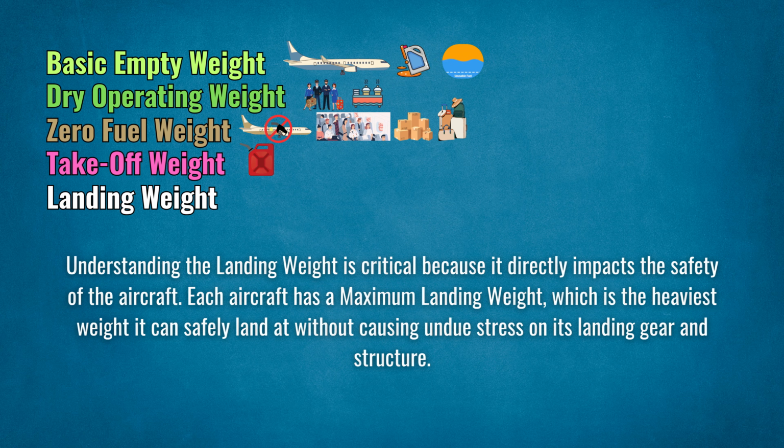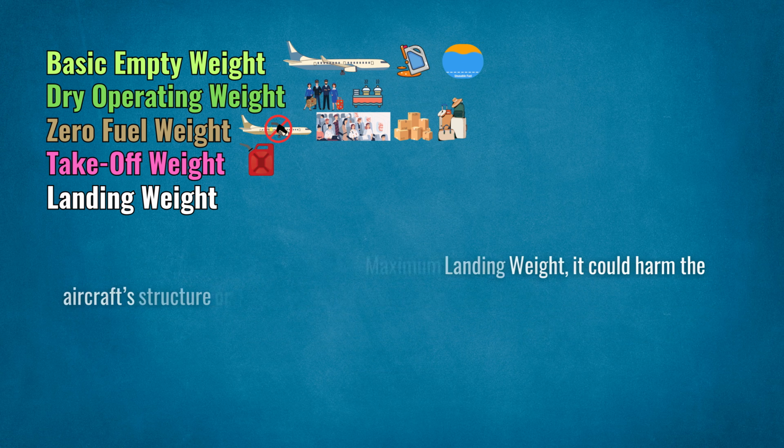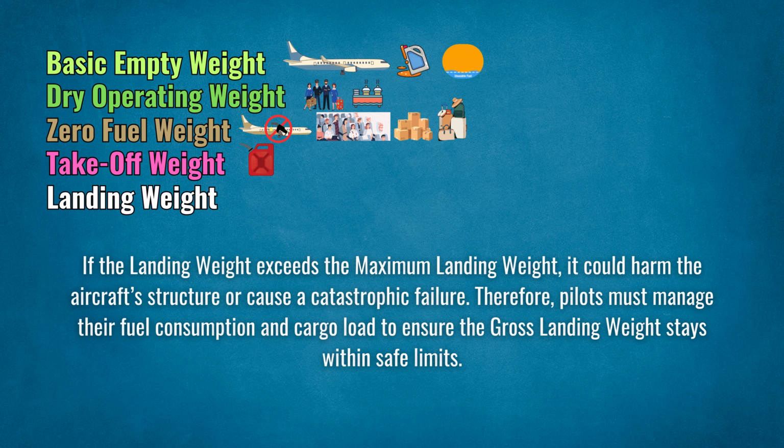Understanding the landing weight is critical because it directly impacts the safety of the aircraft. Each aircraft has a maximum landing weight, which is the heaviest weight it can safely land at without causing undue stress on its landing gear and structure. If the landing weight exceeds the maximum landing weight, it could harm the aircraft's structure or cause a catastrophic failure. Therefore, pilots must manage their fuel consumption and cargo load to ensure the gross landing weight stays within safe limits.